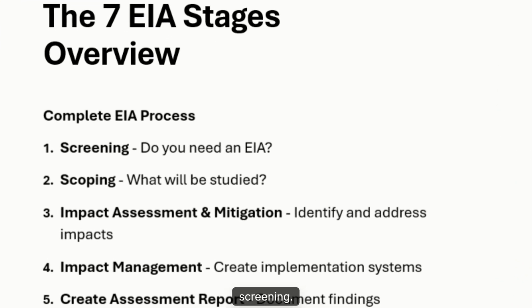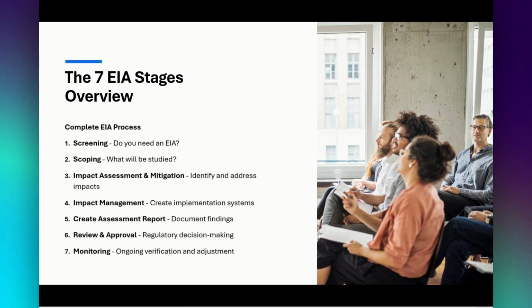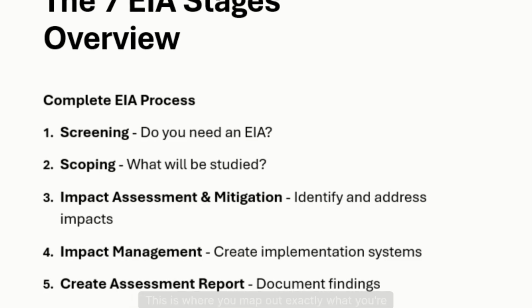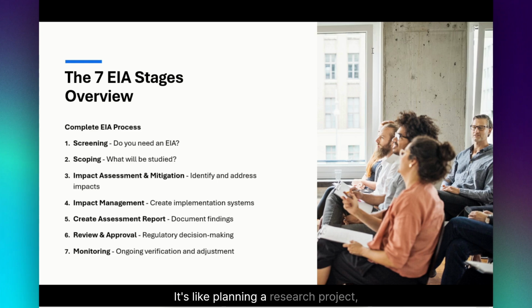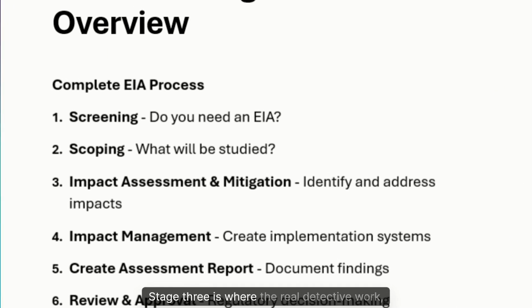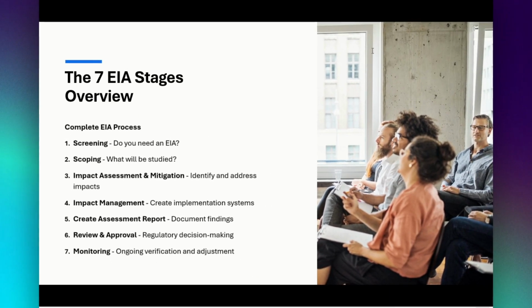So stage 1, screening. This is where you figure out, do I actually need to go through this whole process? And don't assume you know the answer. I've seen too many people guess wrong here. Then there's scoping. This is where you map out exactly what you're going to study. It's like planning a research project, except the stakes are way higher and you've got a bunch of people looking over your shoulder. Stage 3 is where the real detective work happens, the impact assessment and mitigation. You're identifying problems and solving them at the same time, which is actually pretty cool when you think about it.